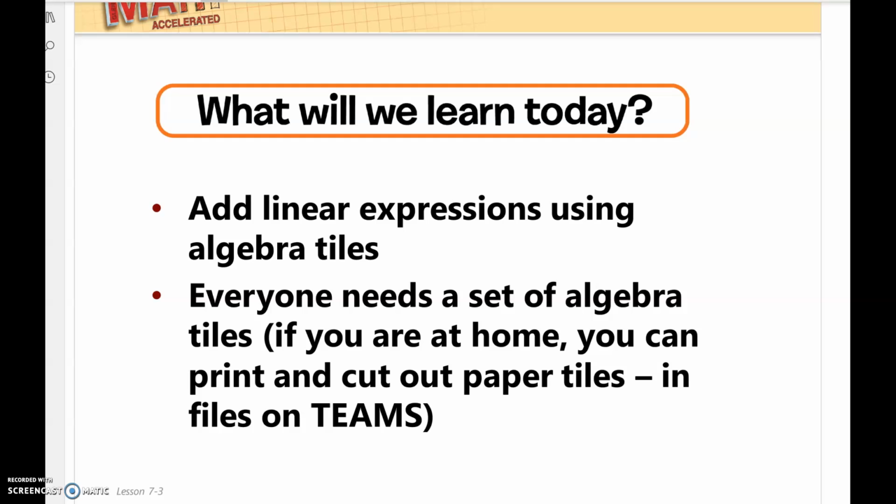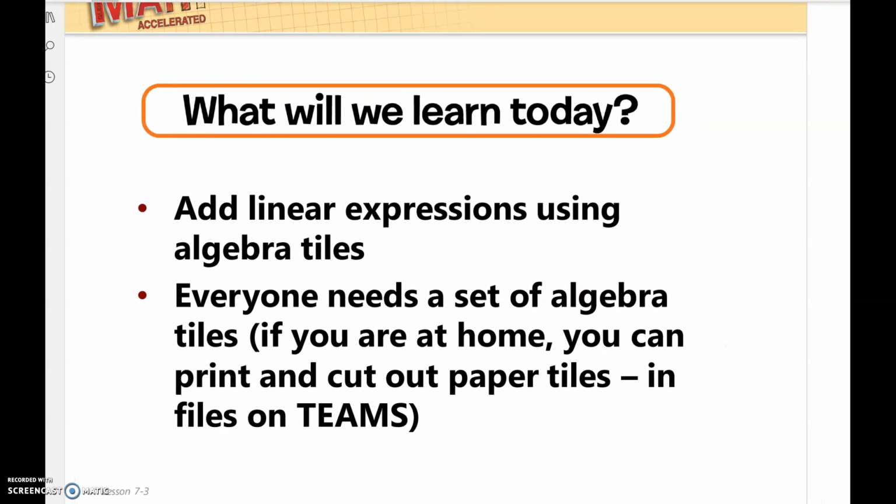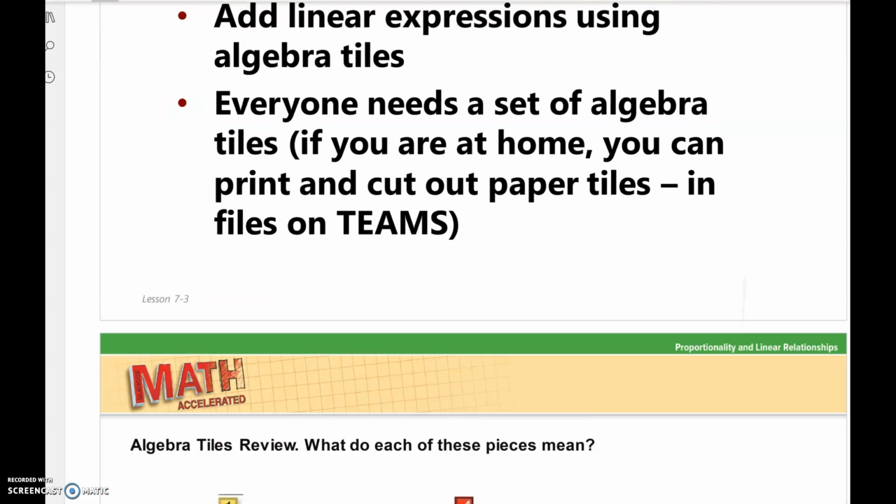And if you're at home, I posted a PDF that's like a printable version that you can print and cut out, or you can just sketch them kind of like how I do with your pencil and kind of just imagine the algebra tiles. So sorry about that if you're not here, but that's what we're doing today. So adding linear expressions using algebra tiles. So we'll go ahead and jump right in here.